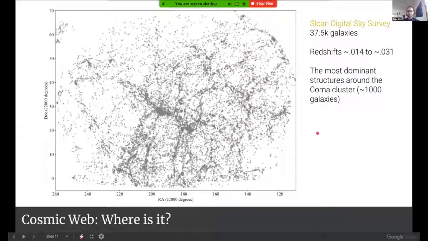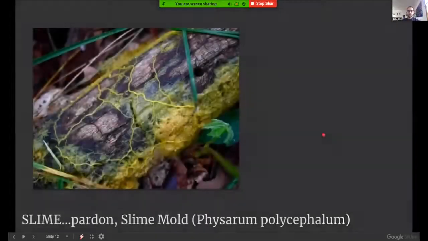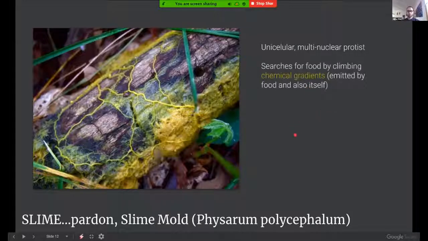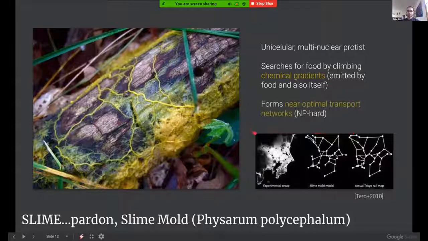And so our intention has been to reconstruct or find this structure reliably, robustly. For that we use the slime mold, which is an organism that many of you probably know. It is a unicellular but macroscopic multinuclear protist that grows on trees and forest debris. It searches for food by climbing chemical gradients of attractants that are emitted by food and the organism itself. And that actually leads it emergently to form near optimal transport networks, which has been shown in many works.